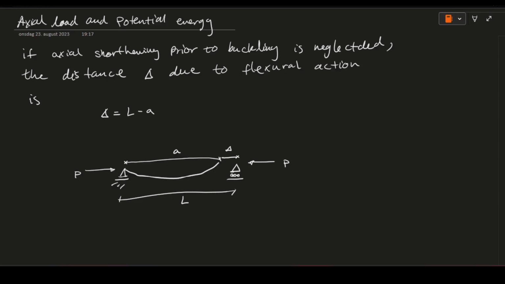Okay, so this topic is on axial load and potential energy. If axial shortening prior to buckling is neglected, the distance delta due to flexural action is given by delta is equal to L minus a. So if we have this simply supported beam with the original length L, this shortening delta plus a is then L. Or in other words, delta is equal to L minus a.